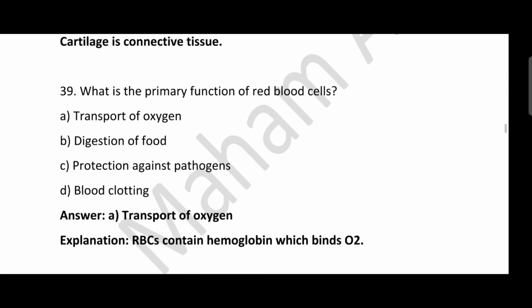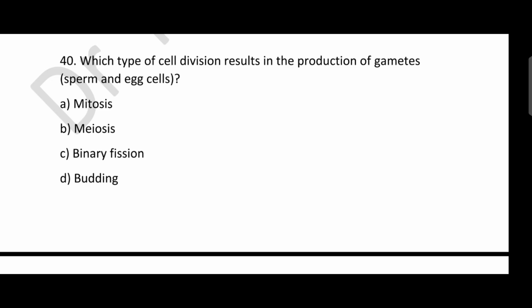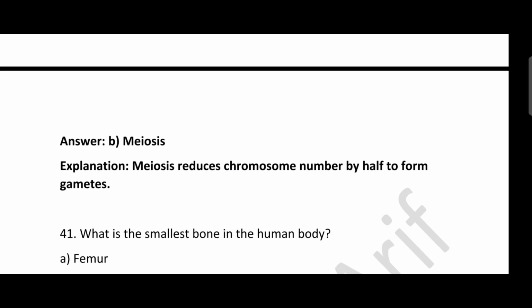What is the primary function of RBCs? Correct answer is option A, that is transport of oxygen, because RBCs contain hemoglobin which combines with the oxygen. Which type of cell division results in the production of gametes? Correct answer is option B, that is meiosis, because meiosis reduces the chromosome number by half to form the gametes.